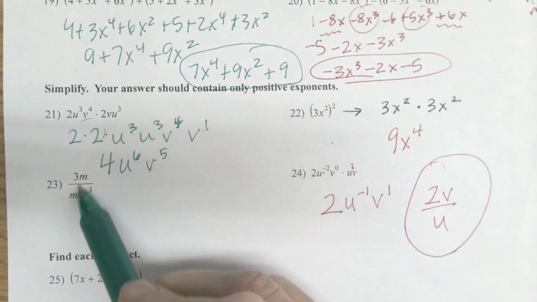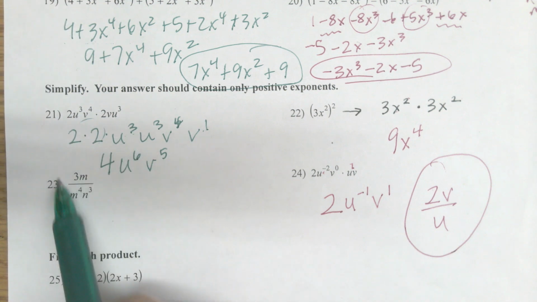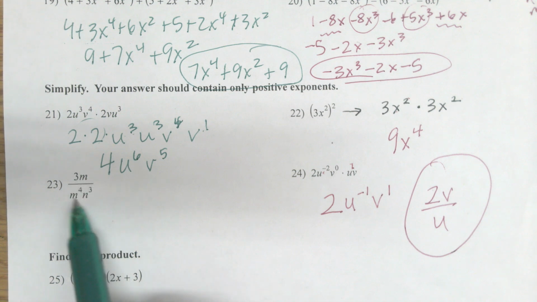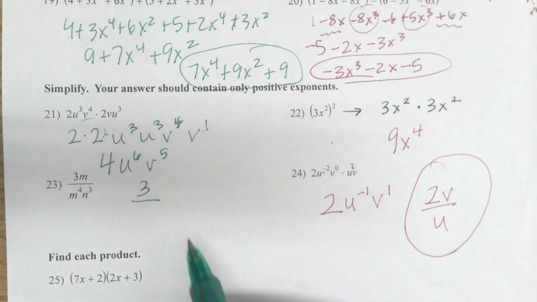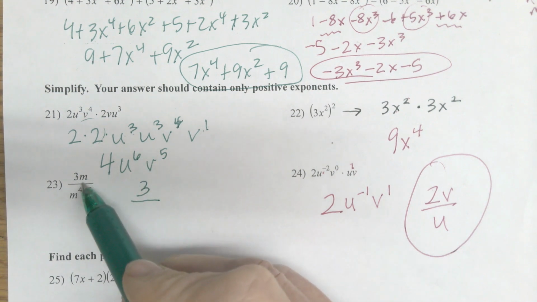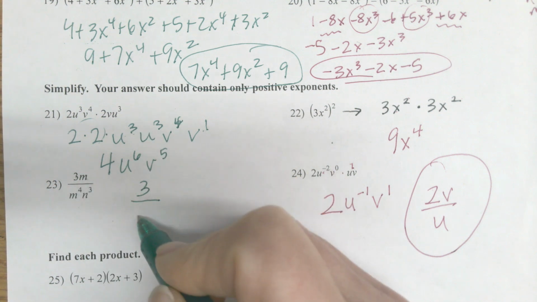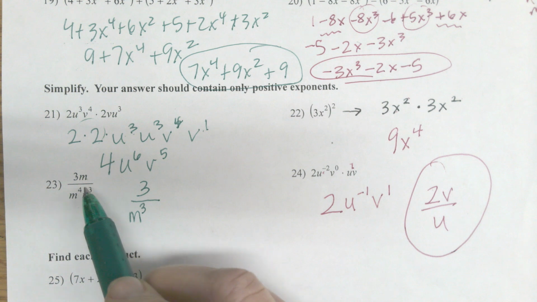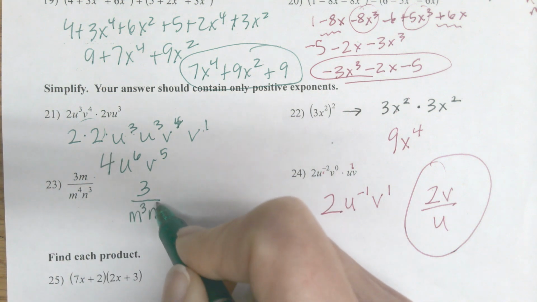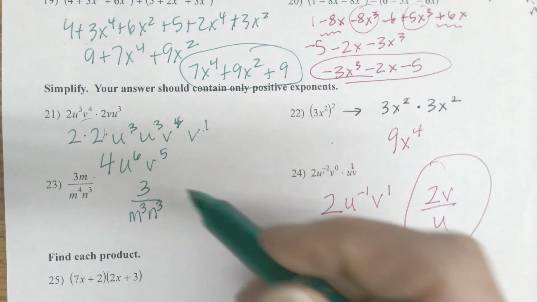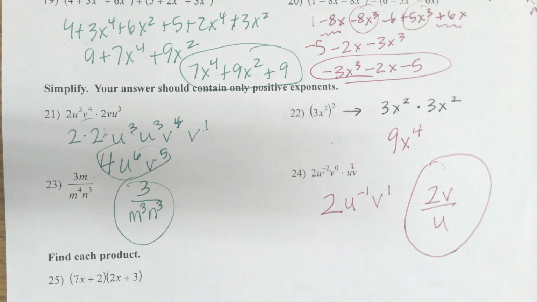And likewise, when it's on the top and on the bottom, as opposed to next to, where we add, when it's on the top and the bottom, we subtract. I look at where there are more and how many more. Well, the 3 has nothing to combine with, so it's going to stay at the top. I have m's on the top and on the bottom. I have 1 m on the top, 4 m's on the bottom, so there are 3 more m's on the bottom. I don't have any n's on the top. I have 3 n's on the bottom, so 3 n's stay on the bottom, and that's my simplified form: 3 over m cubed n cubed.